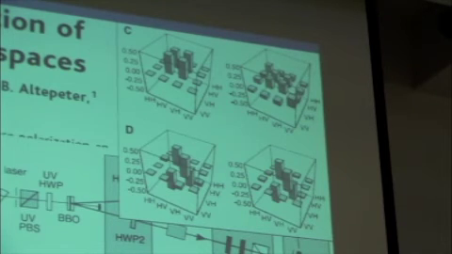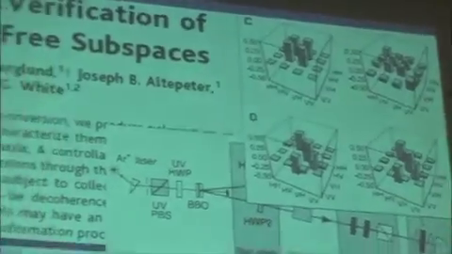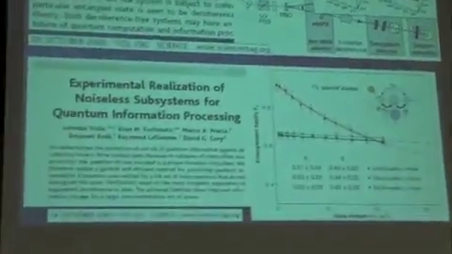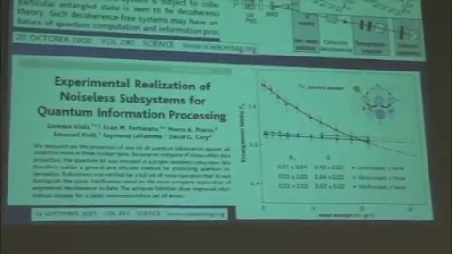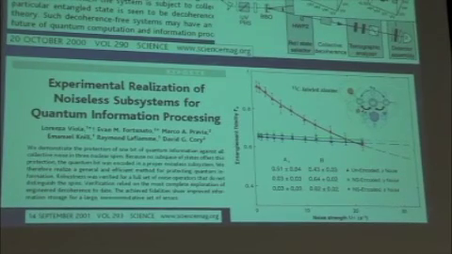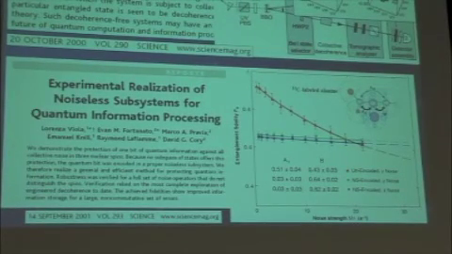Okay, so this experiment demonstrated that the singlet state is indeed robust to collective decoherence. This was in 2000. A year later was the first experiment on noiseless subsystems. It was the 3-qubit noiseless subsystem.